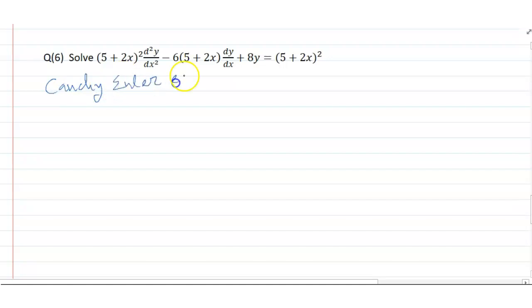Cauchy-Euler equation. So how can I solve this, friends? I can write 5 + 2x equal to, sorry, not theta, it is e to the power t. e to the power t as the homogeneous equation, friends. That's why I am doing this kind of job.